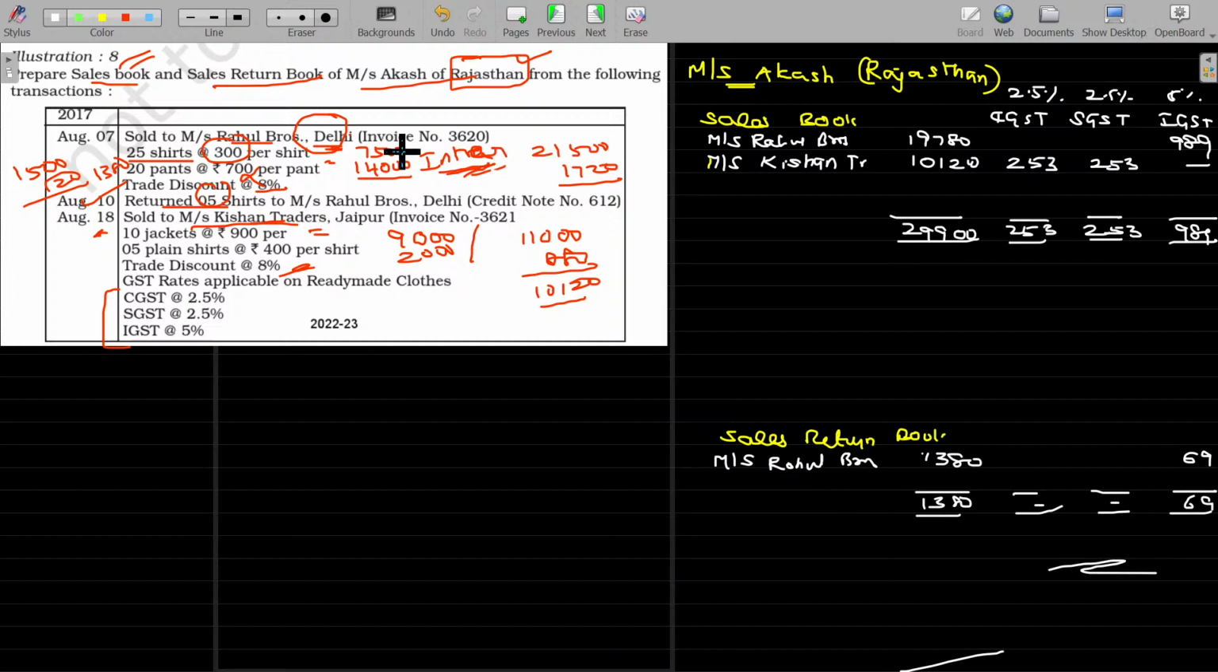First one is inter. Rajasthan is the seller place. Delhi is the other state, right? One state to another state is called inter. One state to another state is inter. Is that okay? Within the same state means intra.